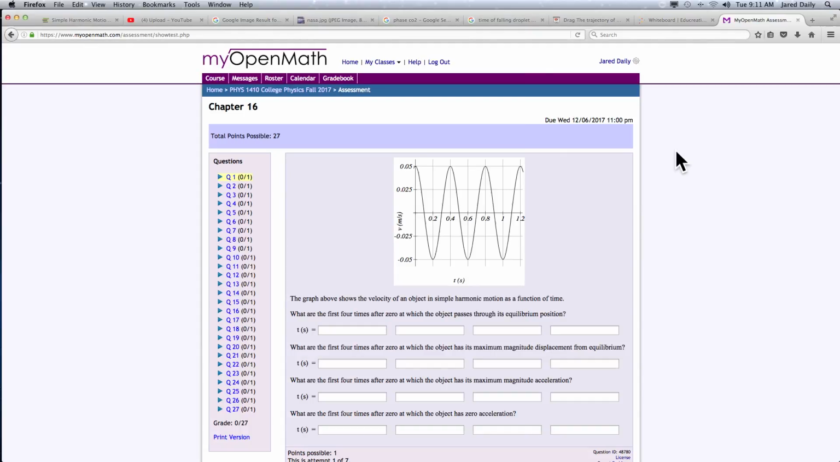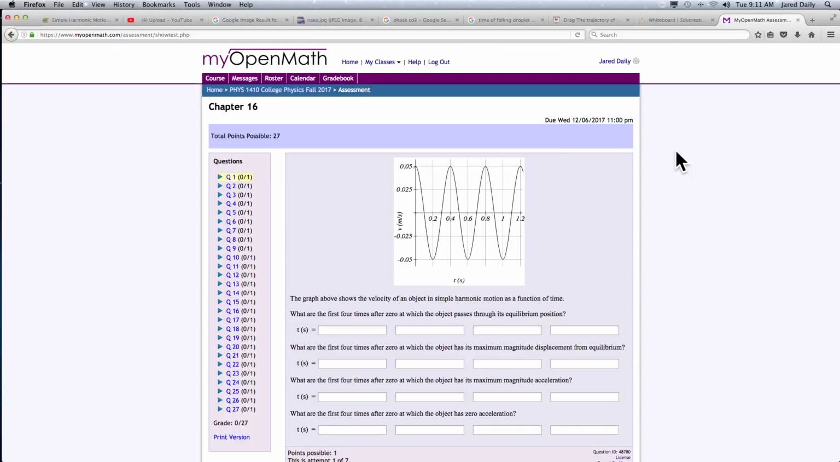We've got this graph that has this wave on it, right? It has a zero line here in the middle. It has these different times where it's crossing the x-axis, and you should be able to figure out those times. That's the first thing they're asking. What are the 4 times after 0 the object passes through its equilibrium position? Which are the times when it passes here? So you're going to figure out what those times are.